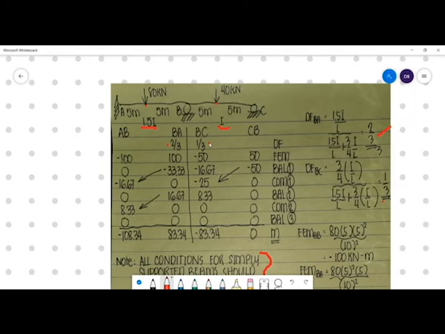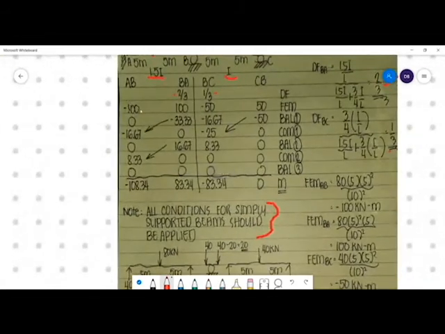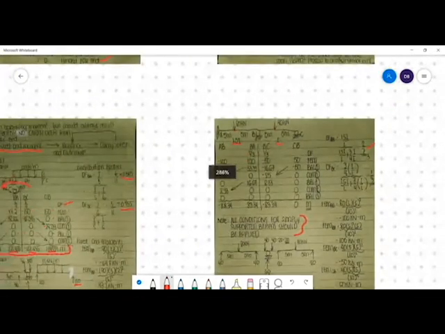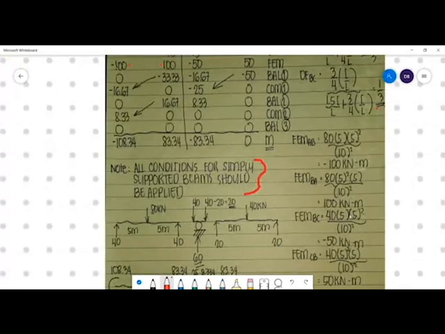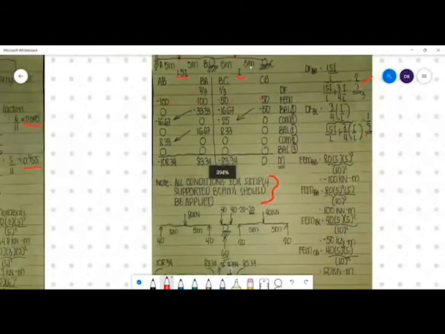So determine all the fixed end moments. Fixed end moments AB and BA are just the same: 80 times 5 times 5 squared over 10 squared, so negative 100 counterclockwise, negative 100, positive 100. For BC and CB, just the same: 40 times 5 times 5 squared over 10 squared, so negative 50, positive 50. So we now have the fixed end moments.